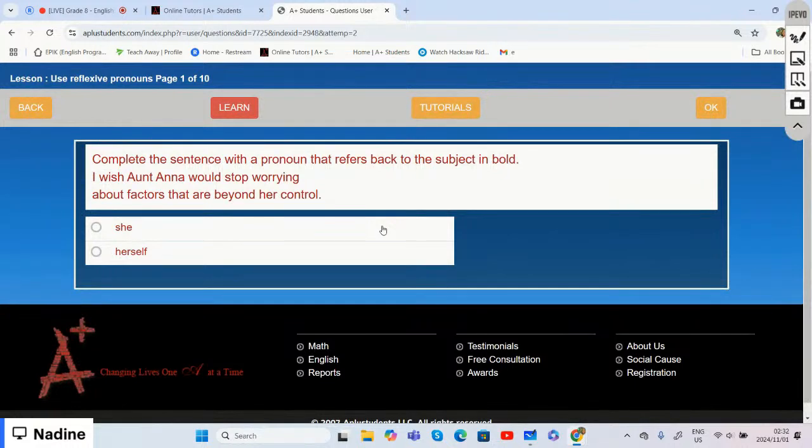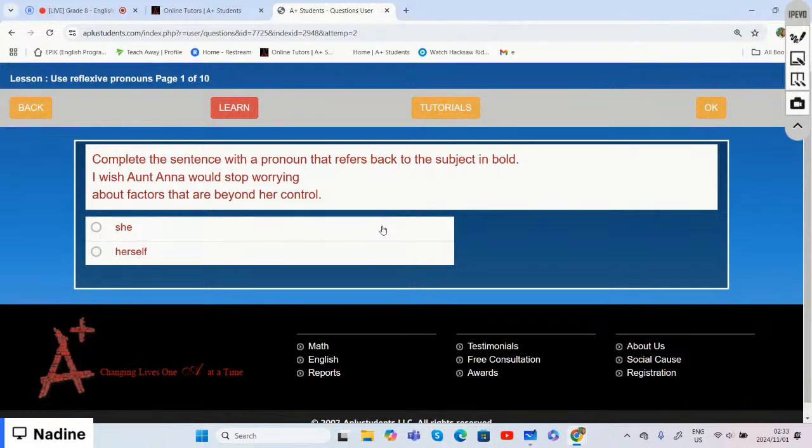Yes, well done, himself is correct. Will we do the test before we go on to the next lesson? It says we need to complete the sentence with a pronoun that refers back to the subject.